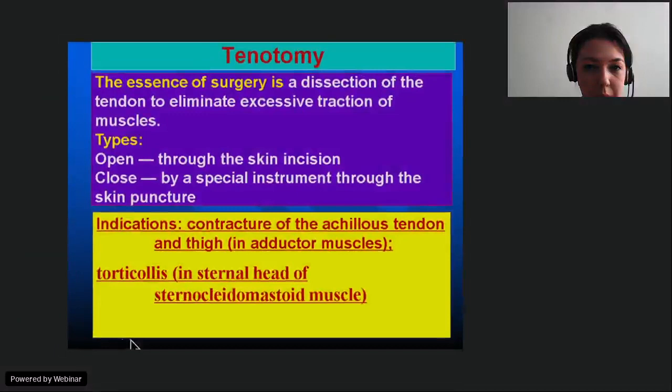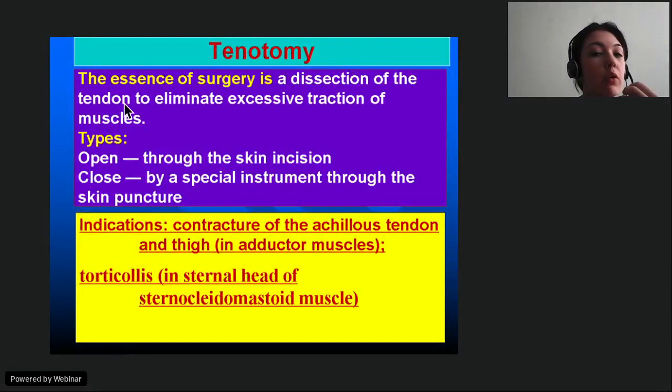Okay, so tenotomy, an instance of surgery, is a dissection of the tendon to eliminate excessive traction of muscles. It can be open through a skin incision or closed, by a special instrument through a skin puncture. In which cases is it performed? For example, in case of contracture of the Achilles tendon, of the thigh adductor muscles, and in case of torticollis, a contracture of the sternal head of the sternocleidomastoid muscle. Okay, this is tenotomy.